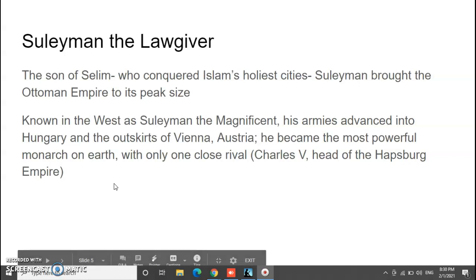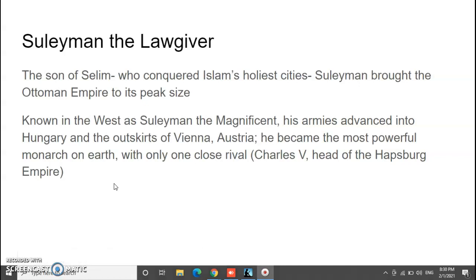Okay, so going to skip over this one leader, Salim. He is significant because he conquered Islam's holiest cities, so worth knowing about for that. But the guy who really put the Ottoman Empire on the map is Suleiman, or Suleiman the Lawgiver, also known as Suleiman the Magnificent, and he took the Ottoman Empire to its peak size. Like it says there, known in the West as Suleiman the Magnificent, his armies advanced into Hungary and the outskirts of Vienna, Austria.